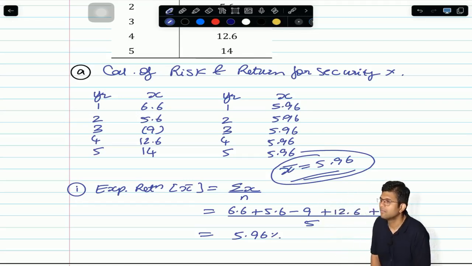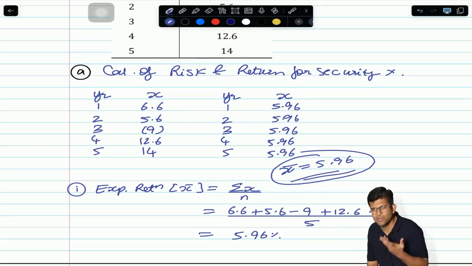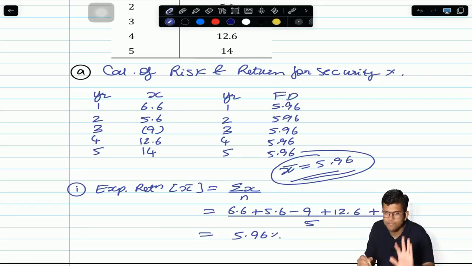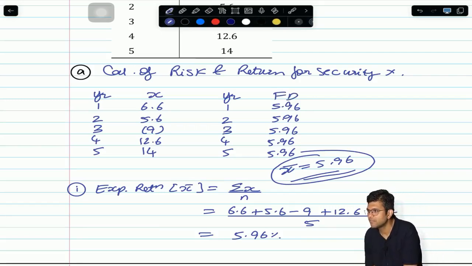Why? Because there is no uncertainty about this one. Practically speaking, this is not a share. This is something like an FD offering 5.96% return. Risk free. Yes, risk equal to 0. No fluctuation, no uncertainty. You're getting it?